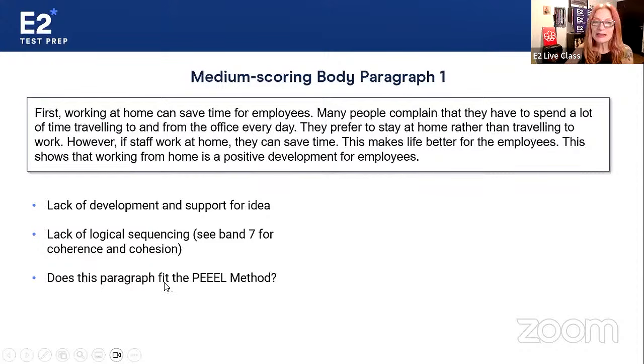Now, does this paragraph fit the Peel method? Well, we should be using Peel because of the question prompt. Is it a positive or a negative? So you're going to choose positive or negative. Let's go for positive, okay? So positive. That means you have to write 2 body paragraphs supporting positive.